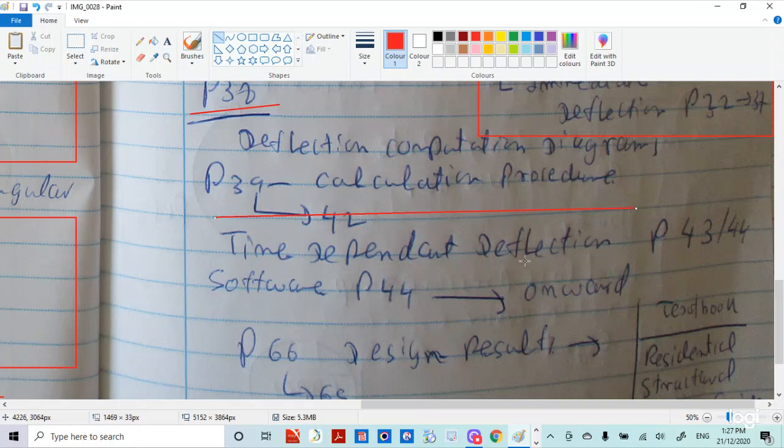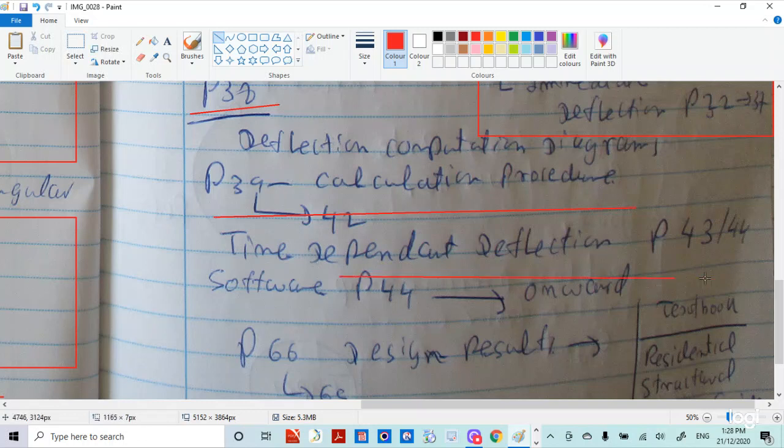You will see the calculation methods for the deflection. After that we continue to work on the deflection computation diagram on page 38. From page 39 to 42 includes the calculation procedure for the deflection. Deflections that develop depending on time are called time dependent deflection.